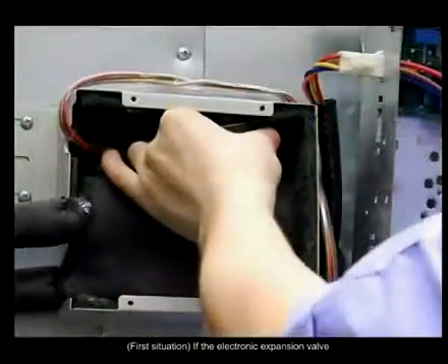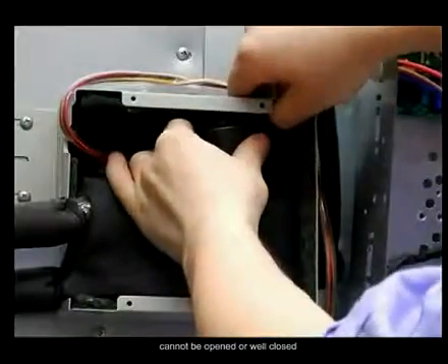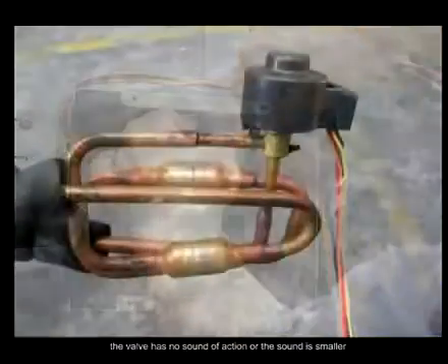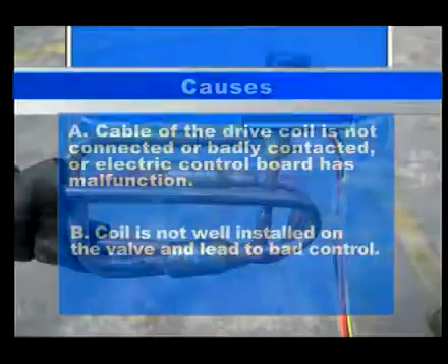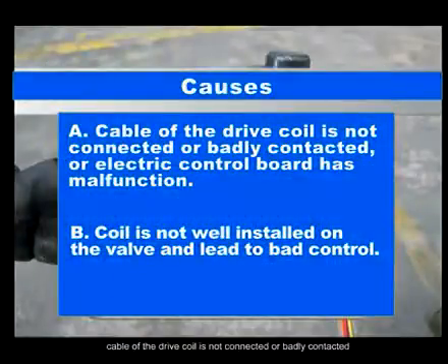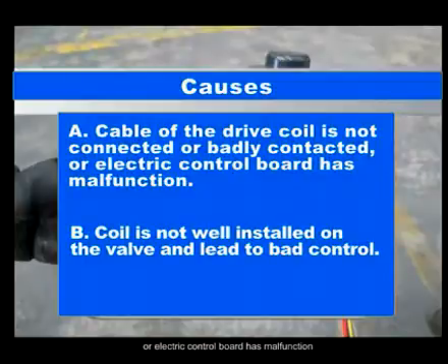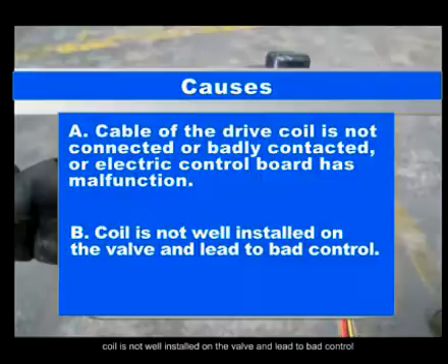First situation: the electronic expansion valve cannot be opened or properly closed, and the valve has no sound of action or the sound is smaller. Causes: the cable of the drive coil is not connected or badly connected, or the electric control board has a malfunction. The coil is not well installed on the valve, leading to bad control.